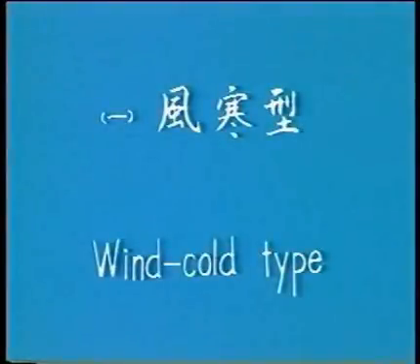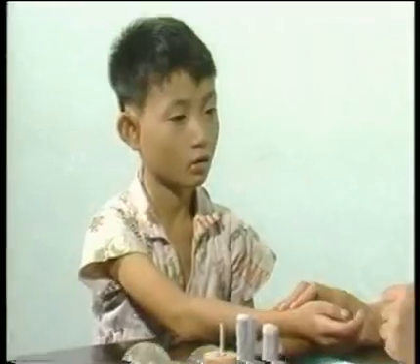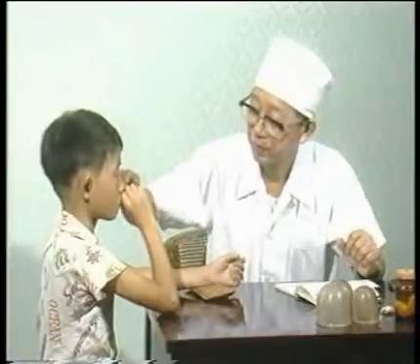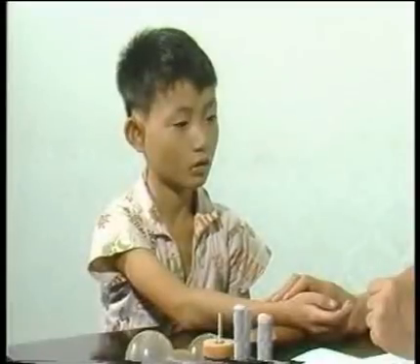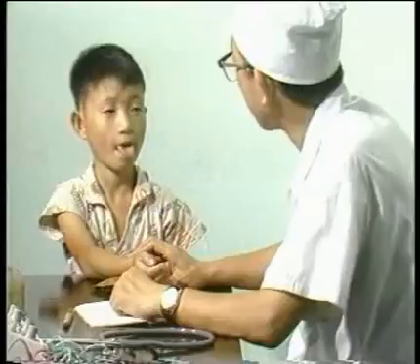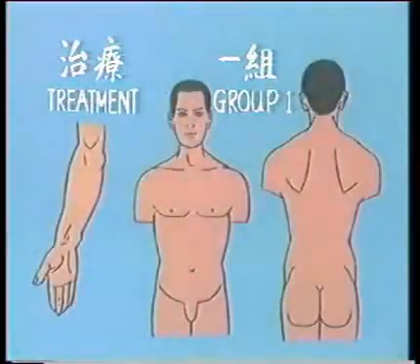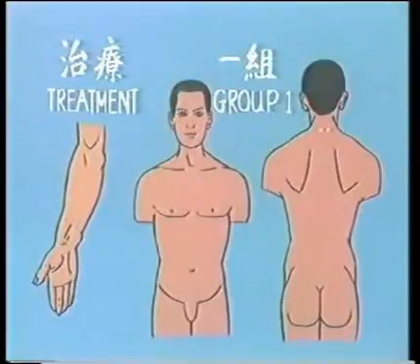1. The wind-cold asthma. The patient has shortness of breath, cough, aversion to wind, and thin sputum. The pulse is floating and tense, and there is a thin and white tongue coating. Treatment. Group 1.